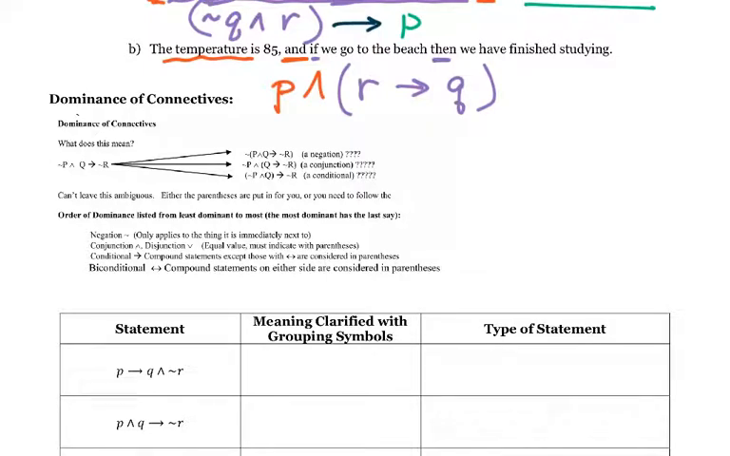So if we had this statement right here, if I add grouping symbols based on the dominance, we would say that this is P, if P, then Q and not R. Our least dominant is the not R. The conjunction is next, and then the if P, then the other statement is our conditional. It's the most dominant. It has the last say. So this is a conditional statement.